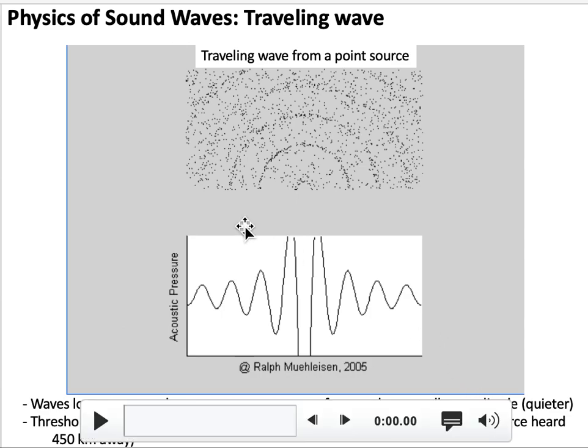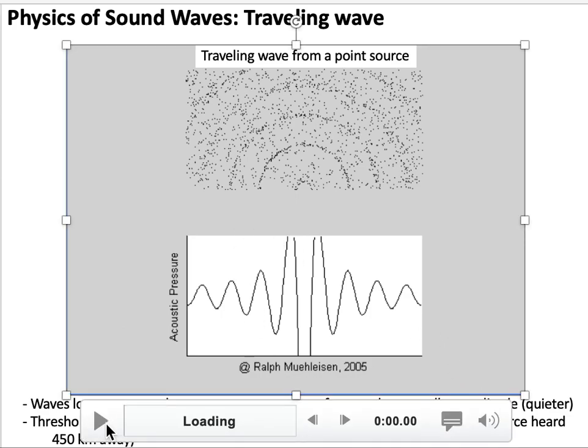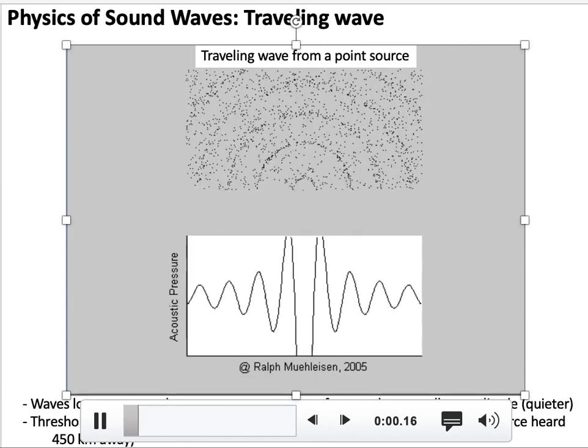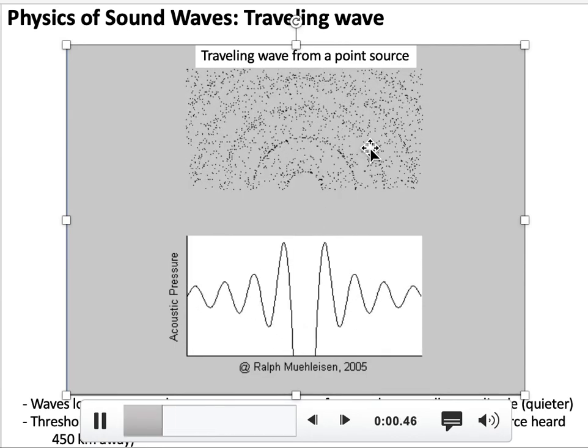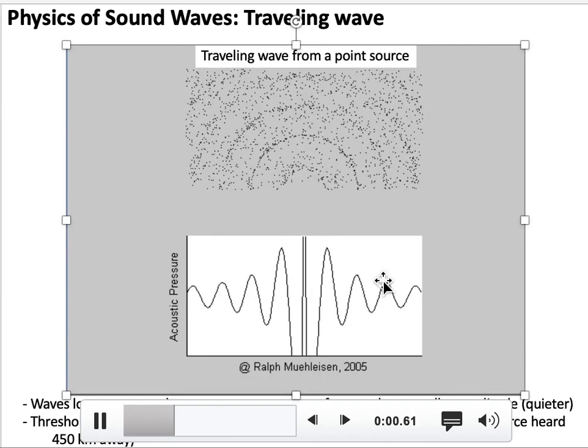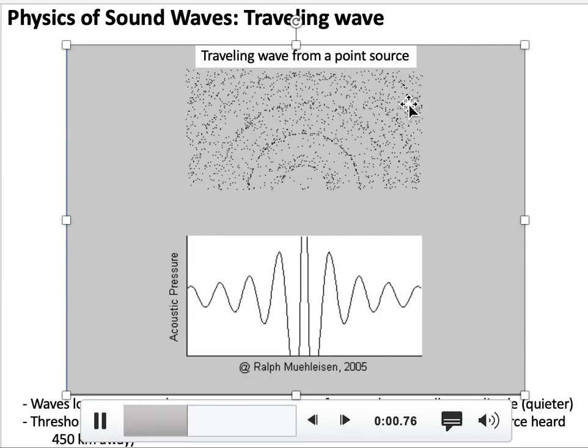So waves lose energy as they propagate outwards. You can think about this as dropping a pebble into a pond. Right where the pebble goes in, the amplitude is quite high, but then as it spreads out, the energy is spread out over a larger and larger area, and so the amplitude decreases with distance.